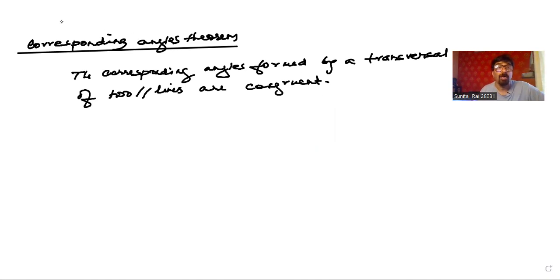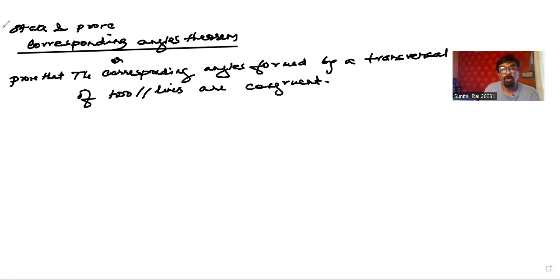Got it? So now, suppose I want to prove this. The question can come like this: state and prove the corresponding angles theorem. Simple. Or it can also come as, prove that the corresponding angles formed by a transversal of two parallel lines are congruent. It can come either way.